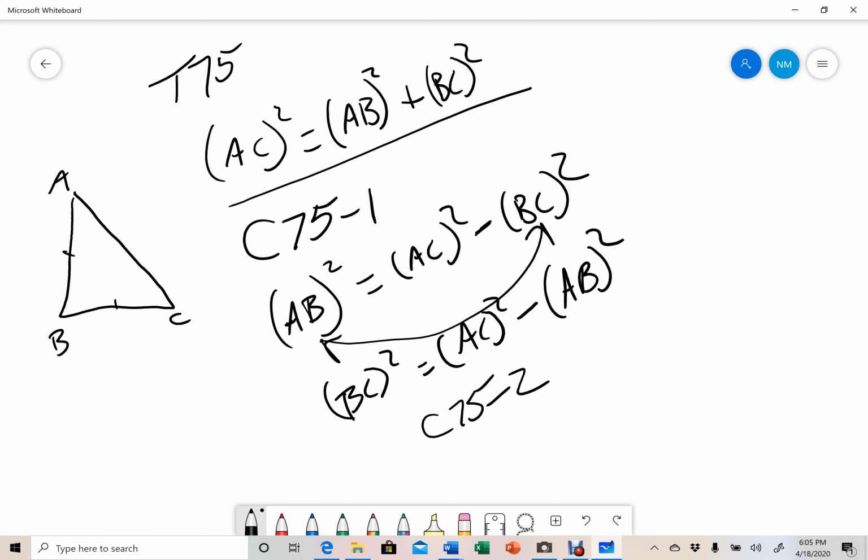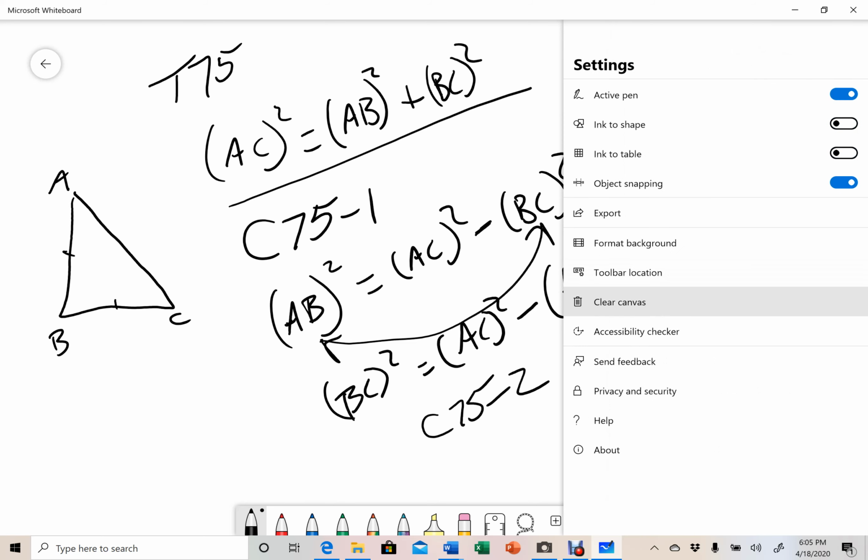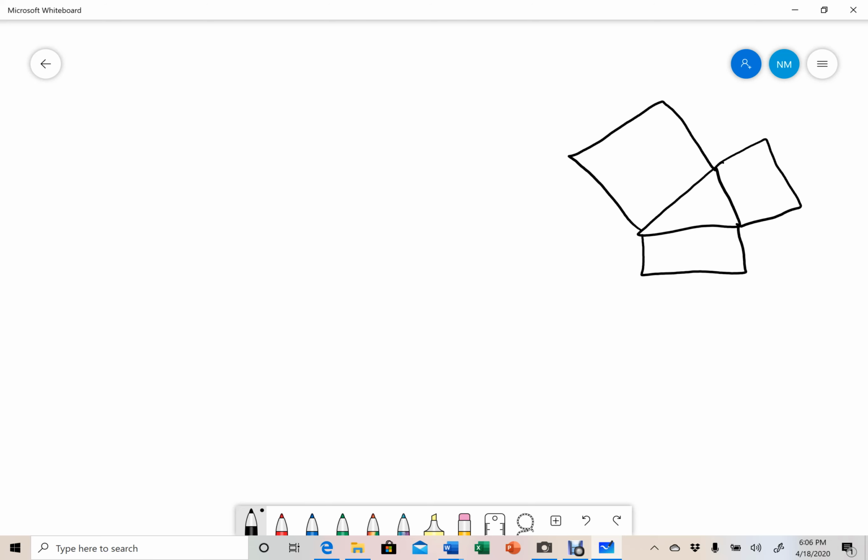Now, what in the world does that mean? Okay, so let's look into our books here. And up by Theorem 75, you'll see a diagram drawn out that looks something like this. We've got polygons drawn off of all three sides of my triangle. This is my right angle here, and this is my hypotenuse.